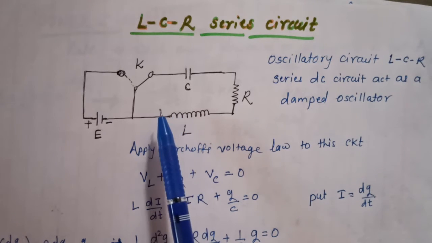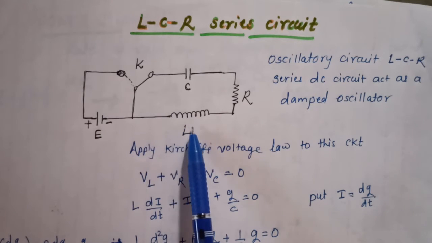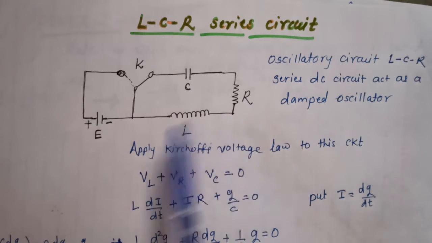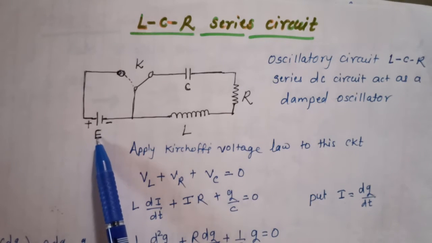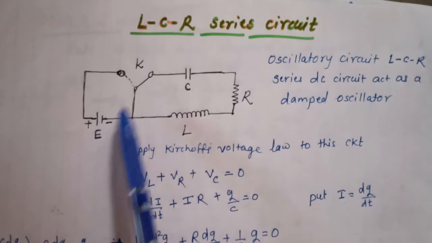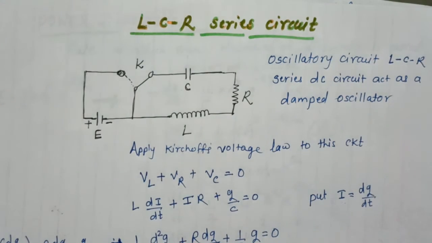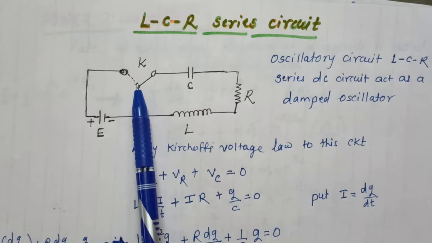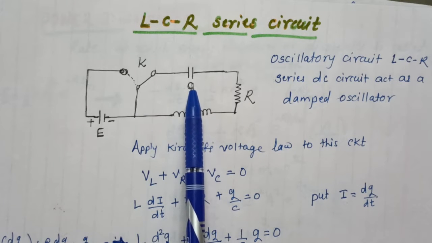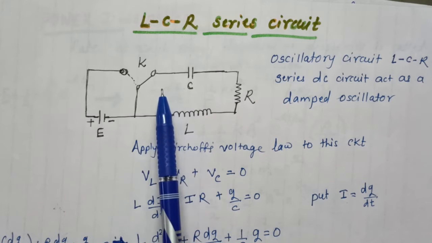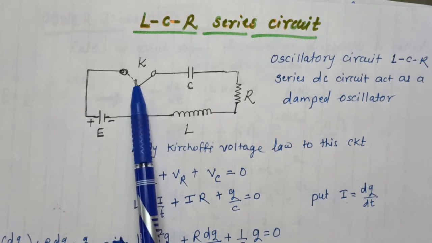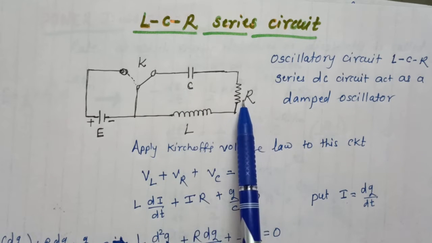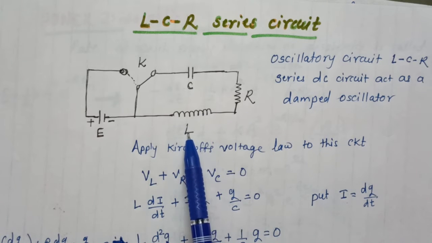In the figure, inductance L, capacitance C, resistor R are joined in series with a battery of EMF E and K is the key. When the battery of EMF E is on and the key is closed, then capacitor C is fully charged. When the key is disconnected, at that time this capacitor discharges through resistance R and the coil of inductance L.